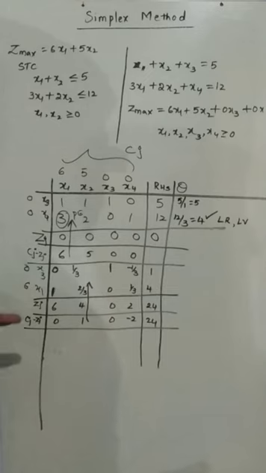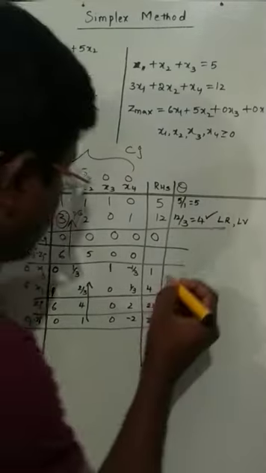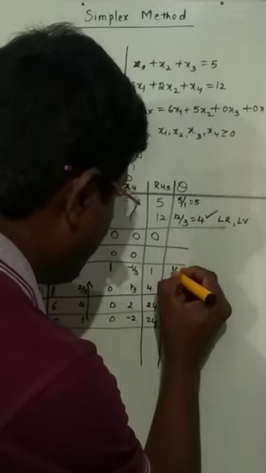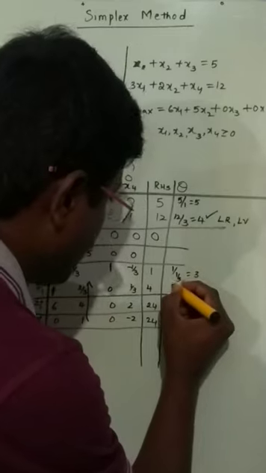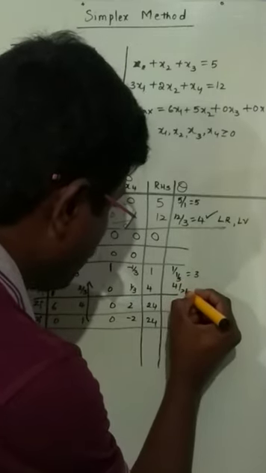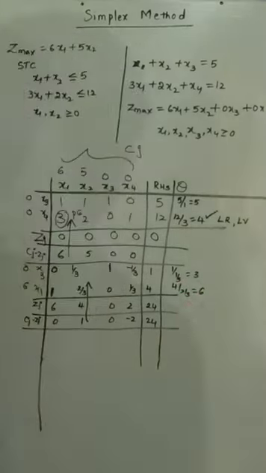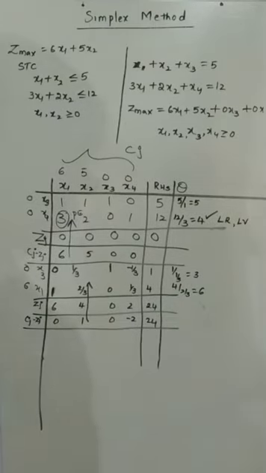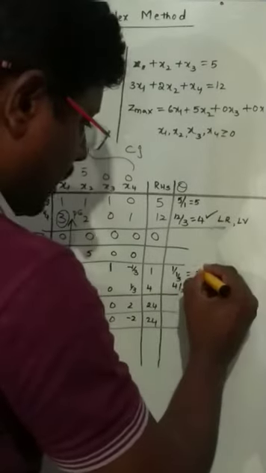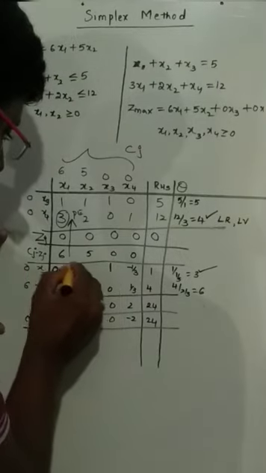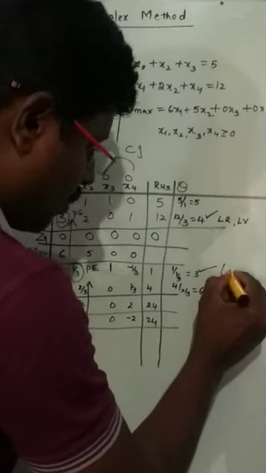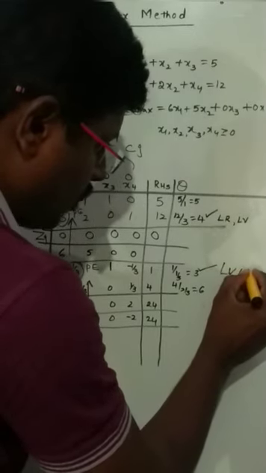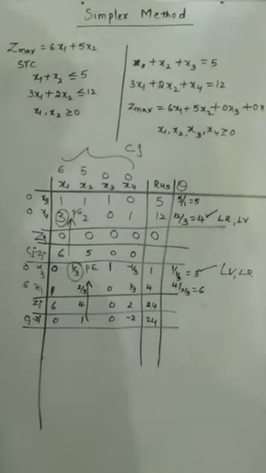Which one is going out? That can be identified by using the theta value. So how can you do that? This will be RHS divided by 1, divided by 1 by 3. So this becomes 3, and this becomes 4 divided by 2 by 3, which becomes 6. Now in this case, which one is the smallest? 3 is the smallest. The corresponding pivot element is this, and this variable is called the leaving variable, and this row is called the leaving row.